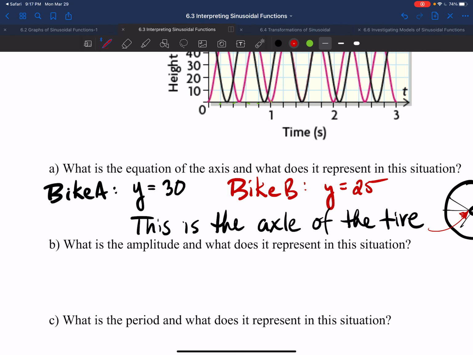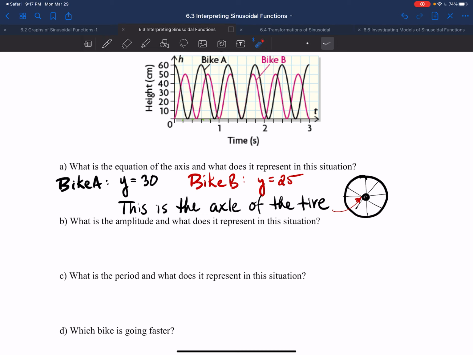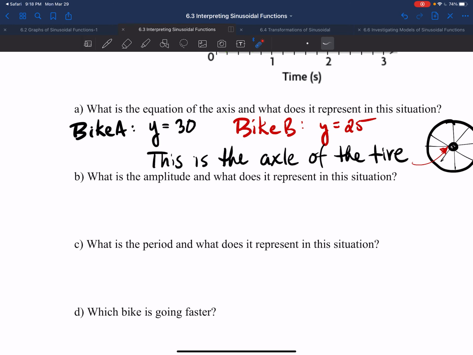You could also think of it as the average height, because it passes this height twice. If there was a rock stuck in here, right, in the tire, or here, whatever, it goes up, it's at the middle, it goes back around, it's at the middle again. So that happens twice in each rotation, or in each period. So that's the average. What's the amplitude, and what does it represent?